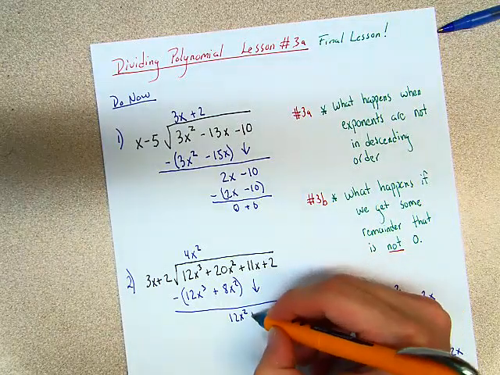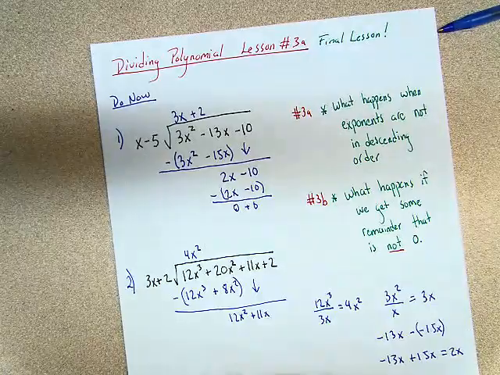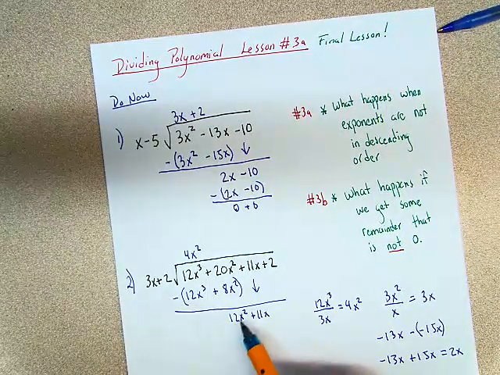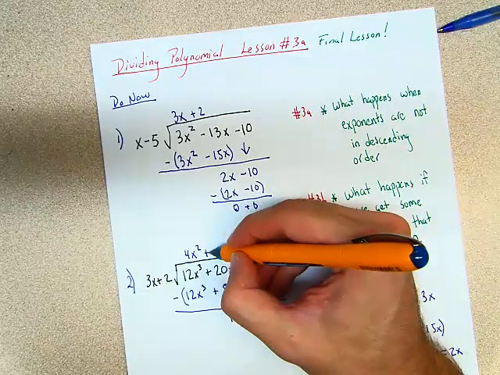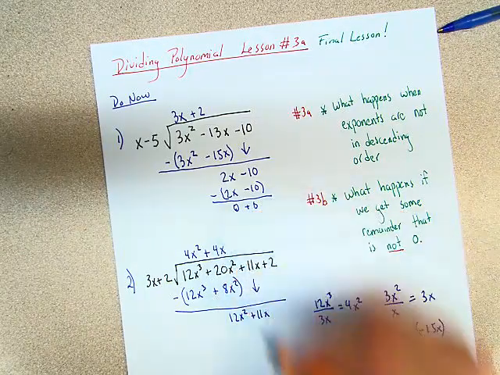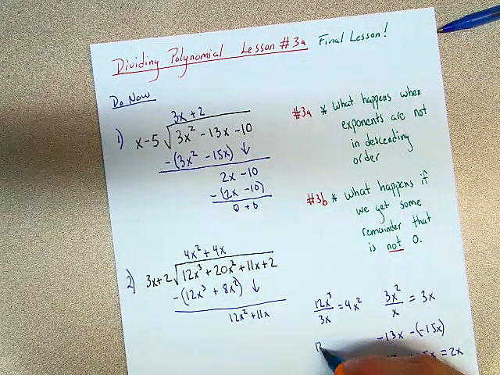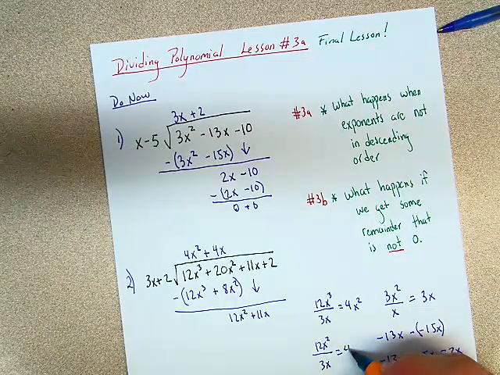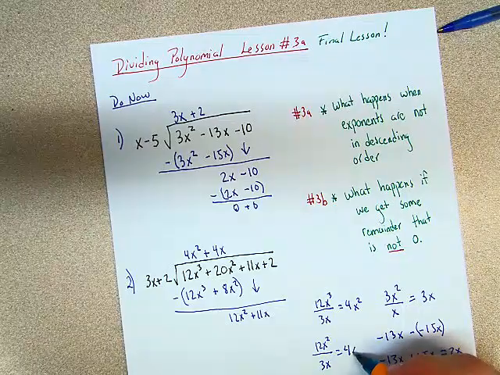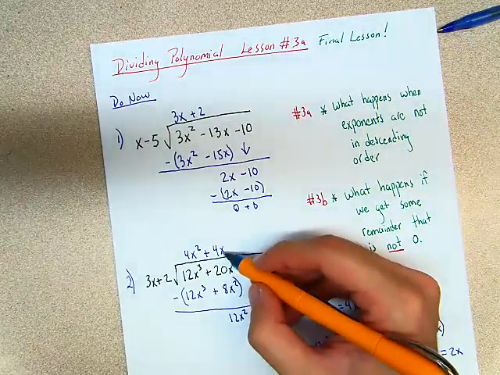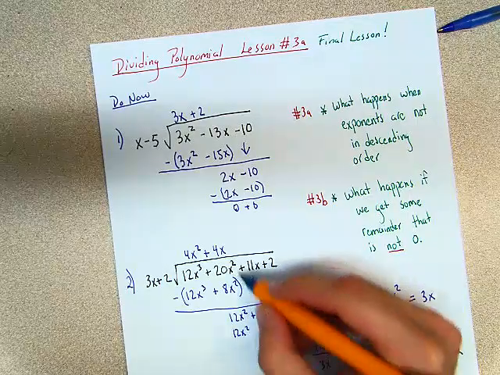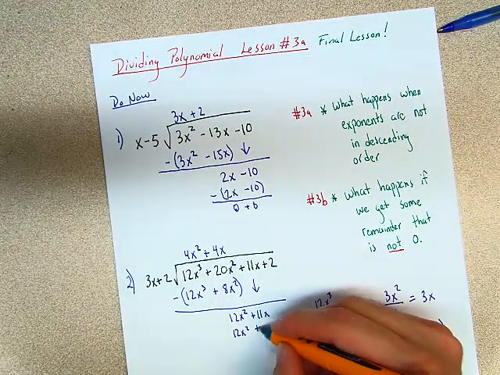You bring down the positive 11x. Now you ask yourself how many times does 3x go into 12x squared, and you get positive 4x. Because 12x squared divided by 3x, 12 divided by 3 is 4, x squared divided by x is x, and this 4x goes right here. And you do the same thing. 4x times 3x is 12x squared. 4x times 2 is positive 8x.